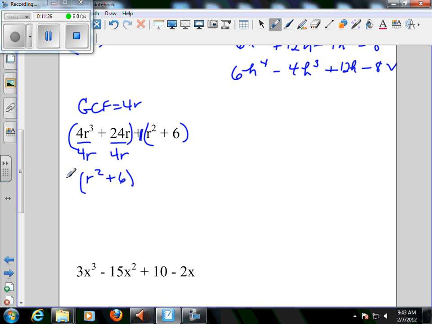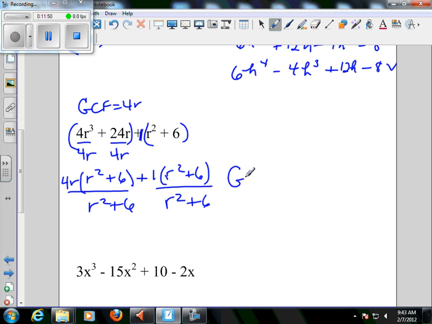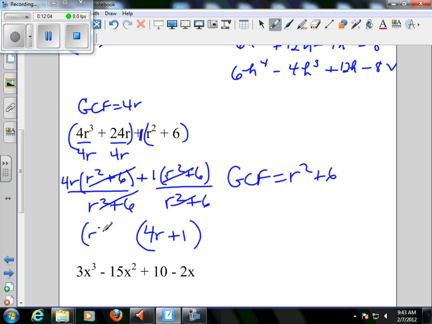Oh, and I forgot to put my other GCF in front. I should have put my 4r there. So I'm going to bring down, we're saying the GCF was 1 times r squared plus 6. Now we have a GCF of r squared plus 6, so let's divide everything by that. Remember, that is our new GCF, r squared plus 6. We're going to cross out, and we are left with 4r plus 1, and put the GCF in front.